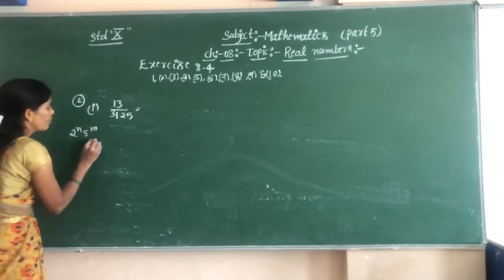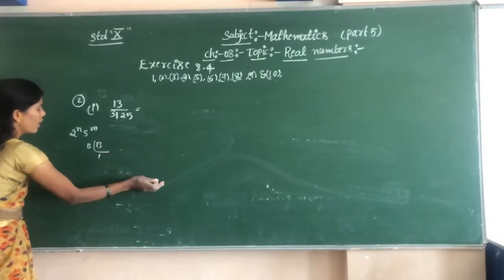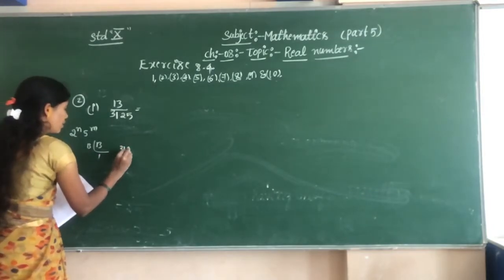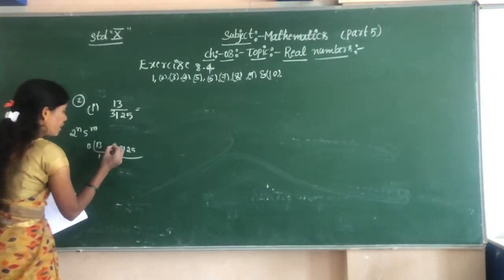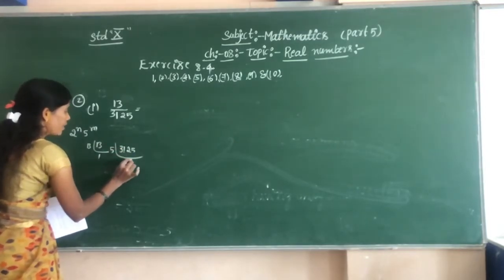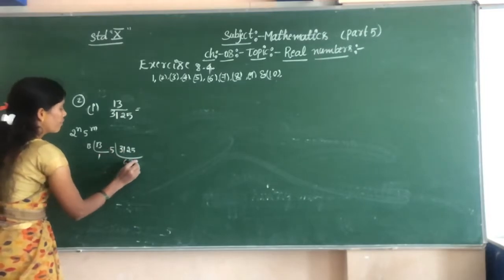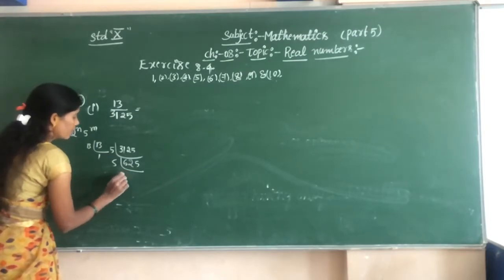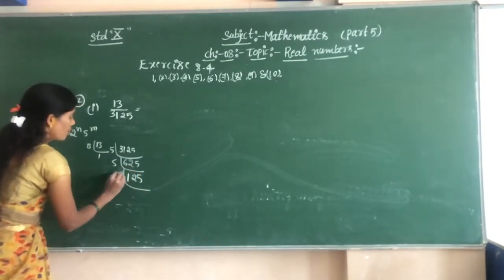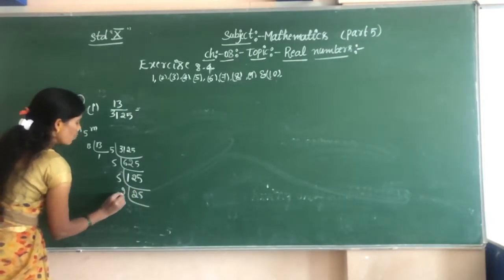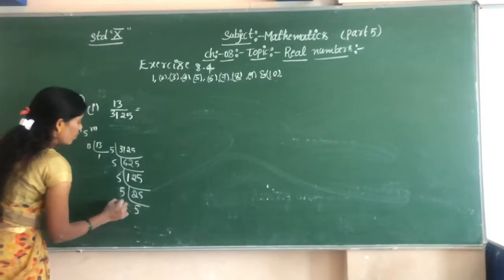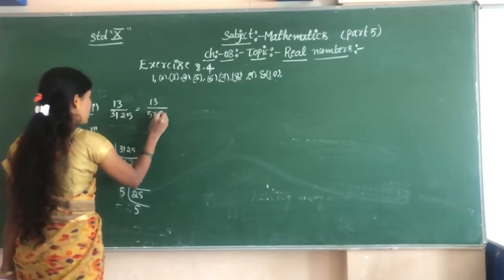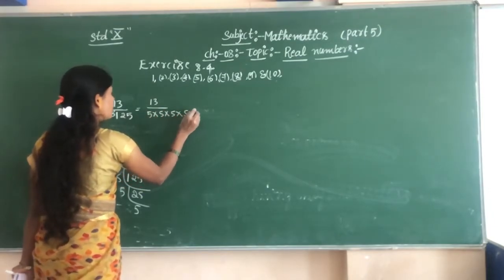You see, 13 ones are 13. So you should take 3125. How do you know? 5 ones are 5, 5 twos are 25, 5 fives are 125... so here 5 fives. So you should write 13 by 5 into 5 into 5 into 5 into 5.